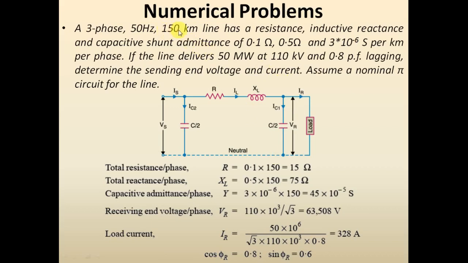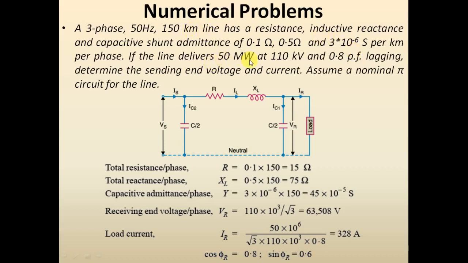In this problem, it's actually a three-phase transmission line and its total length is 150 kilometer. Resistance, inductance and capacitive shunt admittance values are given. All these values are given per kilometer. So in order to find the value of total resistance, total reactance and the total shunt admittance value, you have to multiply them with the total length.